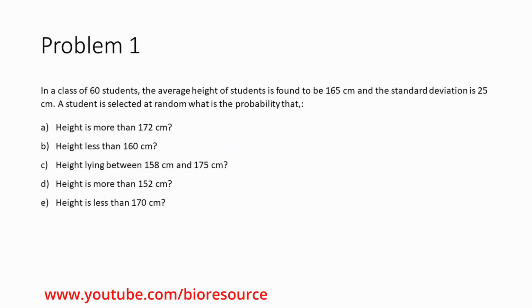In a class of 60 students, the average height of a student is found to be 165 centimeter and the standard deviation is 25 centimeter. A student is selected at random. What is the probability that the height of that student is more than 172 centimeter? This part we have solved.